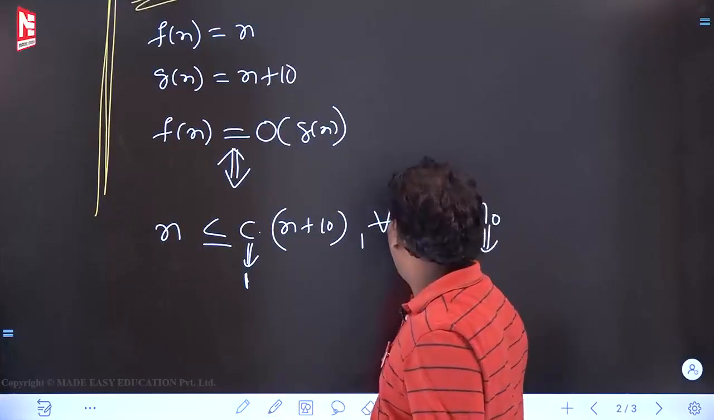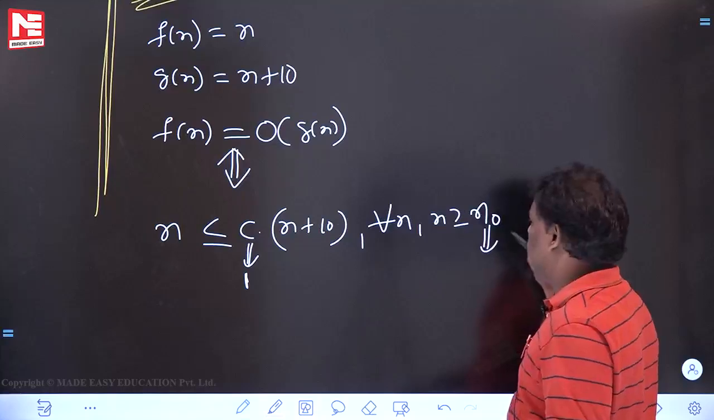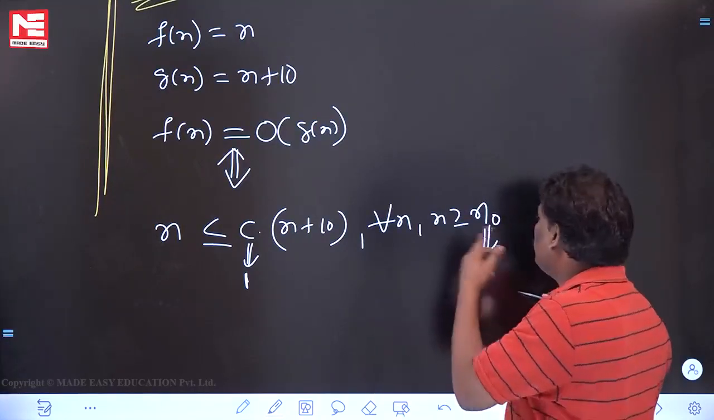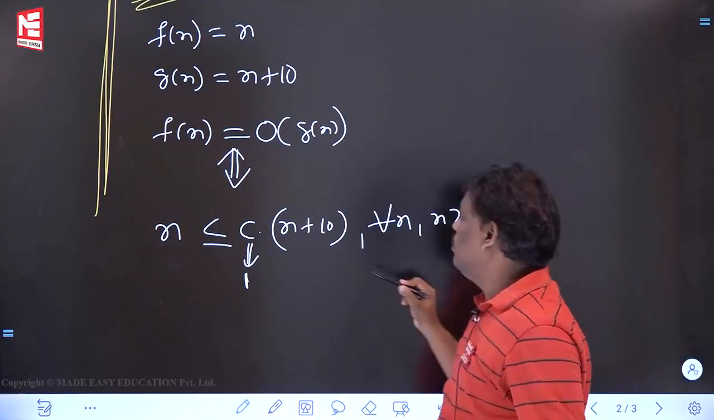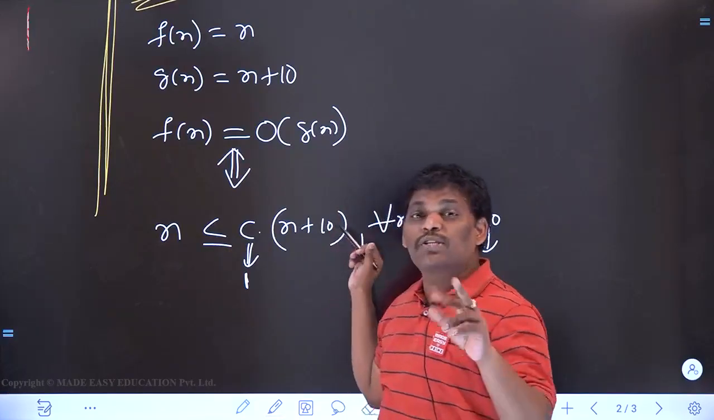Let me check here: for all n where n is greater than or equal to n0. What is the minimum n0? n0 is nothing but the starting n value. Can I take n value 1? The minimum n0 is going to be 1.